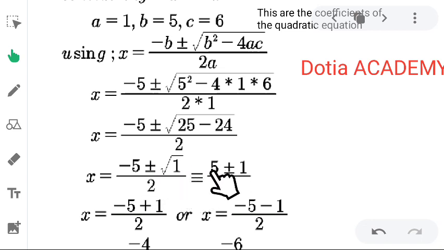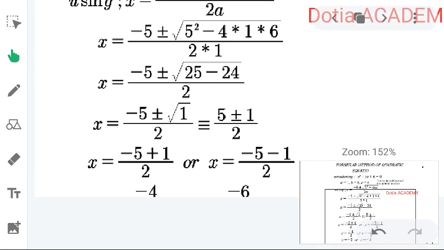I have minus 5. Sorry, there is a mistake. There is supposed to be minus b. So minus 5 plus or minus 1 over 2. Now the minus has been replaced here. You have x is equal to minus 5 plus 1 over 2. The meaning of the plus or minus is that x is equal to minus 5 plus 1 over 2, or minus 5 minus 1 over 2, which is why you have this there.